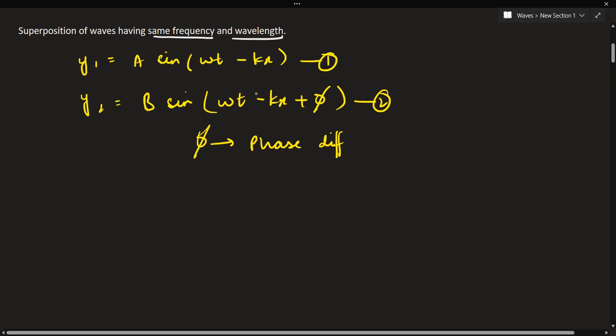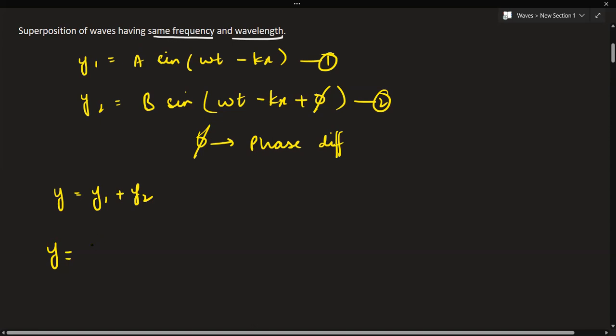Both of them are the same. That's why they are able to superimpose. And as I have told you, according to the superposition principle, the resultant of waves is given by simply adding them, that is y1 plus y2. So in short, we can write it as the resultant amplitude of these A and B.